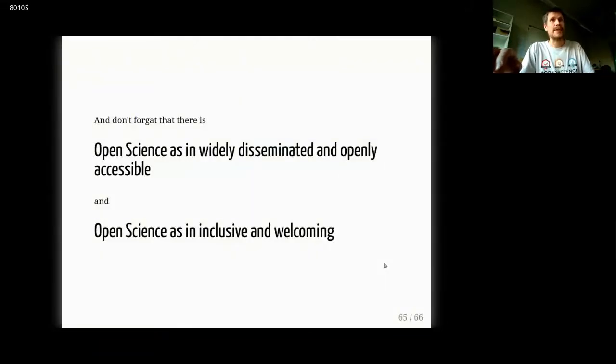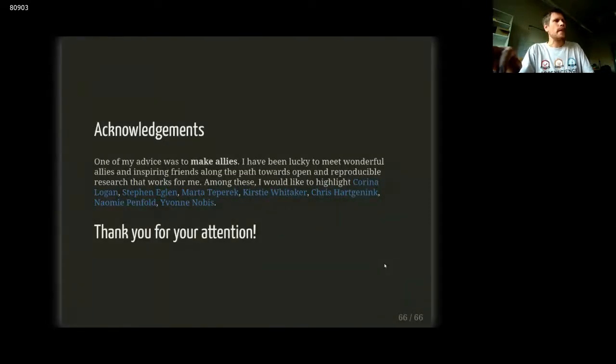But don't forget, open science is, of course, trying to disseminate our research in an open and accessible way, but never forget that open science should be, it's not always the case, an inclusive and welcoming environment. If there is only one thing that you should try, it is to strive for an inclusive and welcoming environment to increase diversity. And so one of my tips was to make allies, to make friends, and I have been extremely lucky to meet some really wonderful allies and inspiring friends over time.